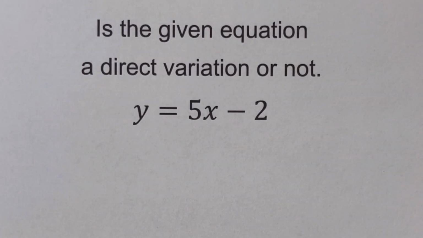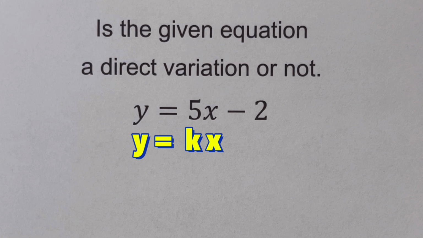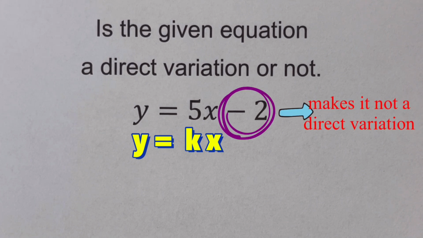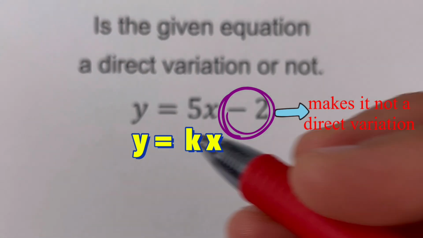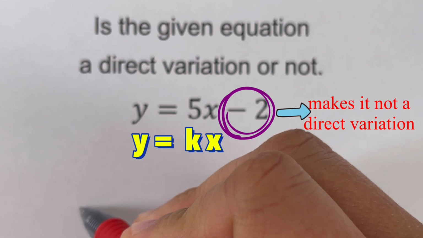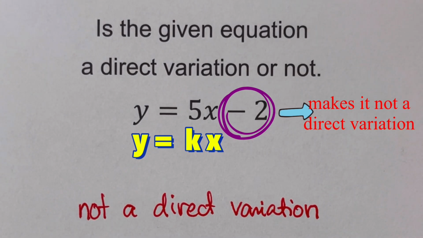In this example, we are given y equals 5x minus 2. We remember that the general formula for a direct variation is y equals kx. Now, please notice that we have a y, we have a k, which is 5, and we have an x. However, there's a minus 2 next to the 5x. So then we can go ahead and say that this is not an example of a direct variation because it does not resemble y equals kx. There was an extra negative 2. So this is not a direct variation. Now let's move on to the next example.